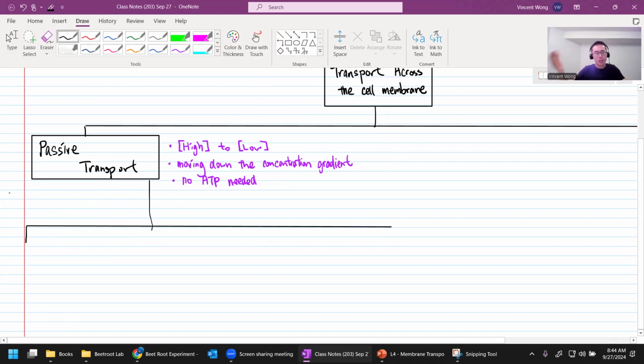All the hypotonic, hypertonic stuff, that's basically an illustration of osmosis. Osmosis. Okay, I'll give you a definition of osmosis again. Osmosis is basically the diffusion of water.